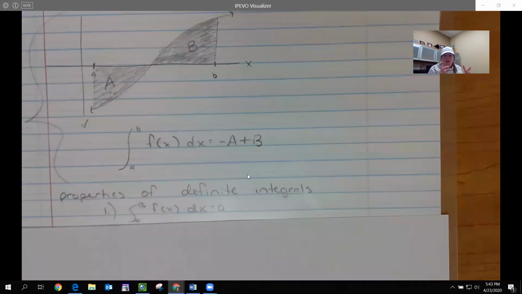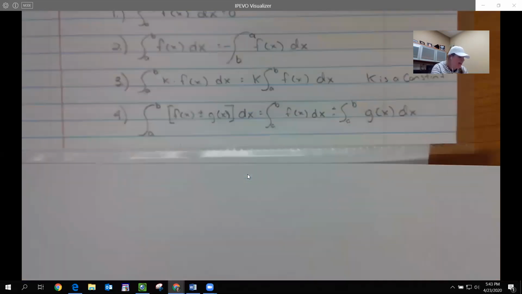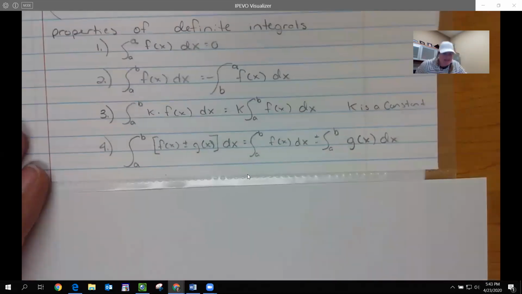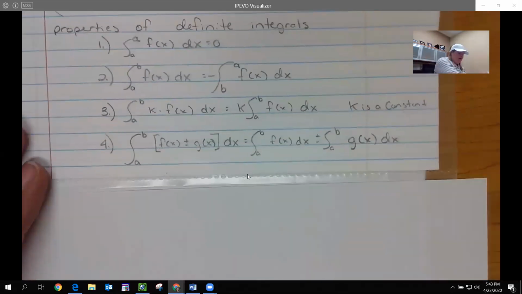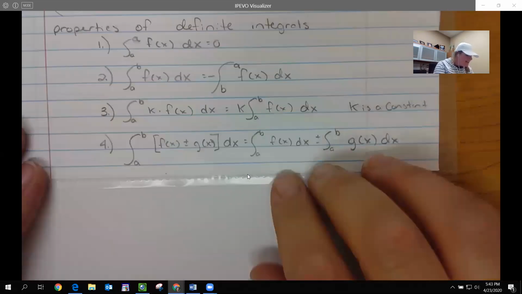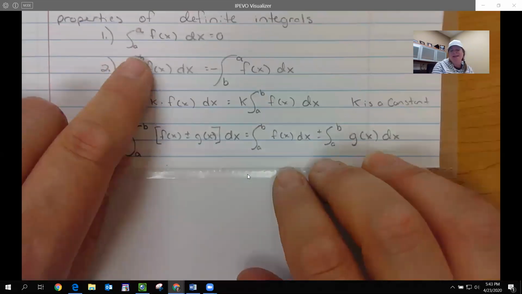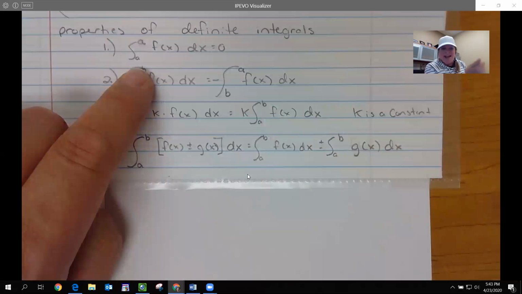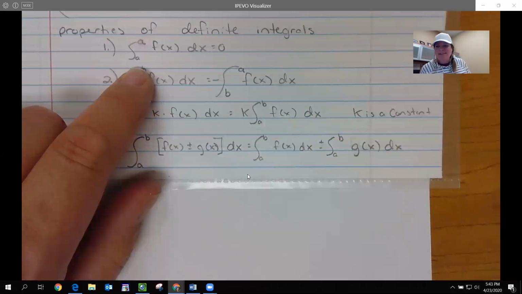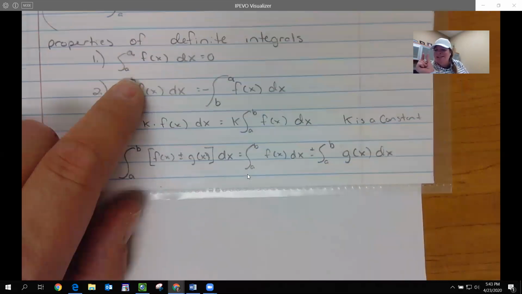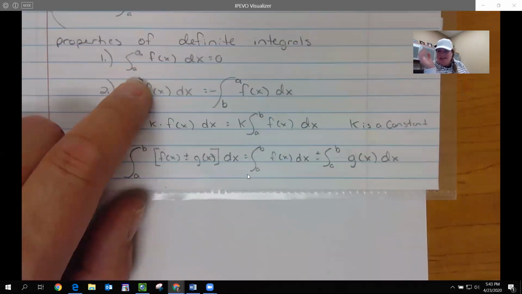So you have a couple problems like this, where you're basically telling me some numbers. So I want to write out these properties. Please pause and write these notes out. The first one is if I'm going from the same number to the same number, from A to A, 0 to 0, 2 to 2, what's the area under the curve? There is none. You didn't go any x. It's 0. 0 times anything is 0.